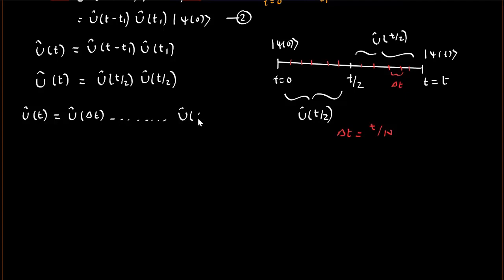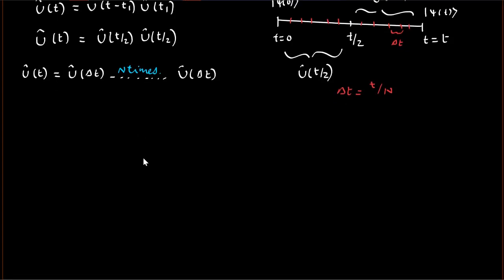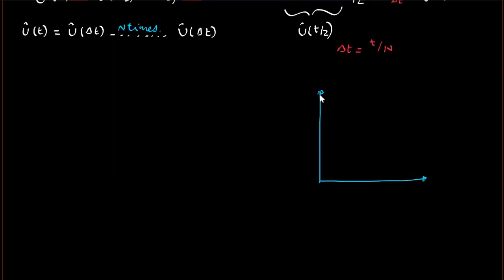So U of delta t, and it is n times. Okay, now let us try to understand it more deeply, what is actually happening here. So here let me just draw one more picture. Here we have the time axis and the position axis.